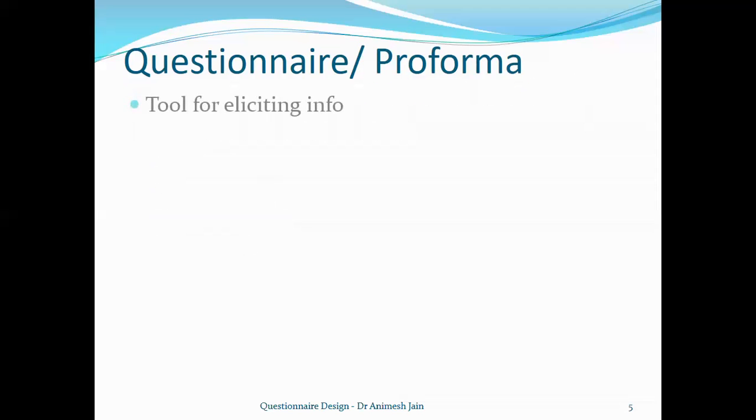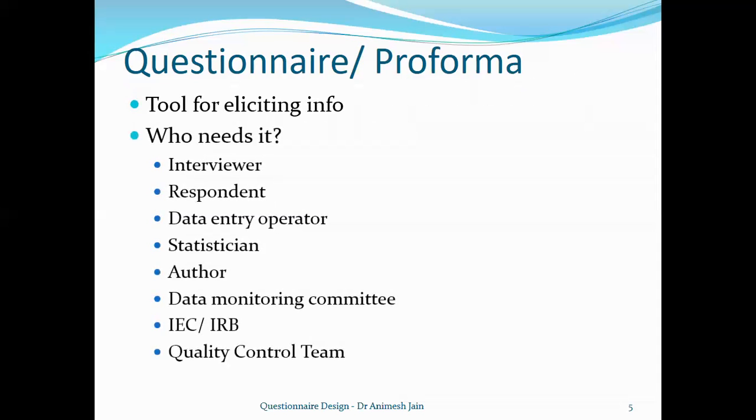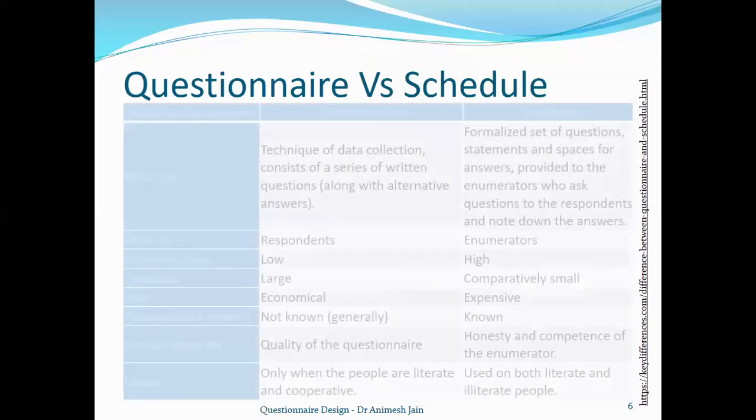Now, as you all know, a questionnaire or a proforma is a set of things that you want to collect, and then based on that you devise a tool consisting of some questions or certain parameters which are listed out. This is needed by almost everybody, whether it's the interviewer or the researcher, the respondent, the data entry operator, the statistician, the authors for a paper, the data monitoring committee, the institutional ethics committee or IRB in the Western countries, the quality control team, anybody and everybody, including, if you're sending proposals for a grant, those teams as well.